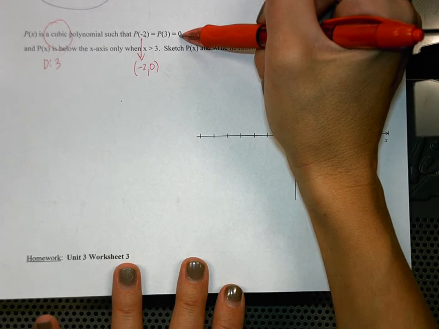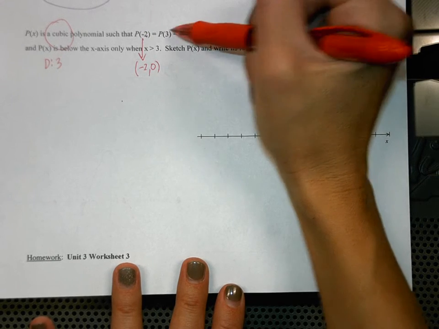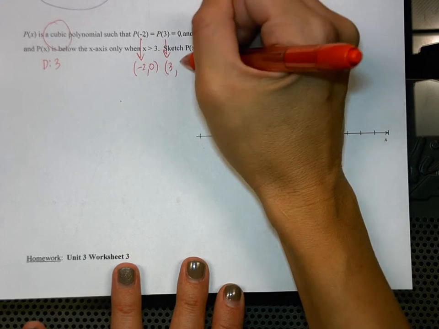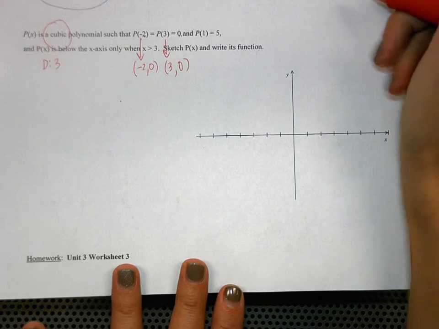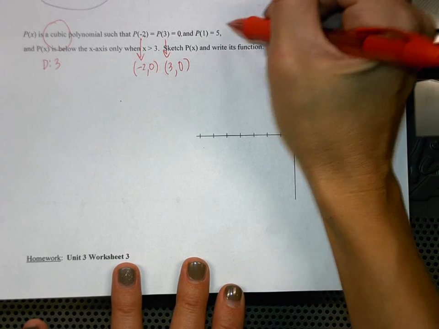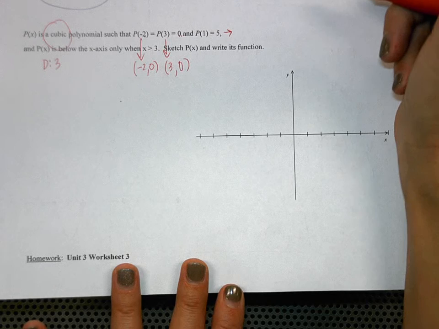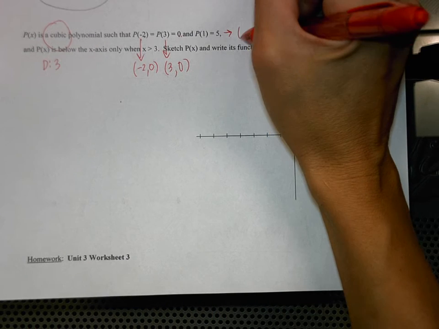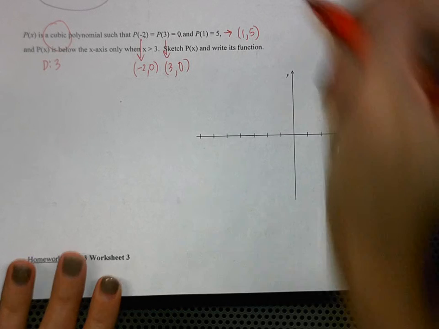Okay, so p of negative 2 equals 0. Same thing on this one. So p of 3, if you plug in 3, you also get 0. This one right here where it says p of 1 equals 5, that's going to help us get our a value because it needs to be something that's not on the x-axis. And so on this one, we get 1, comma 5 is another point that will be on our graph.